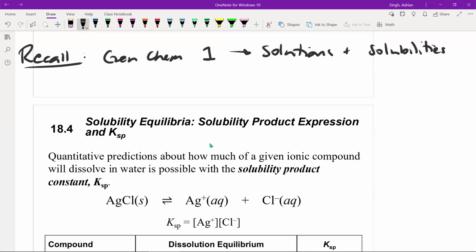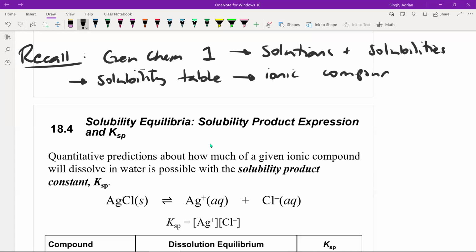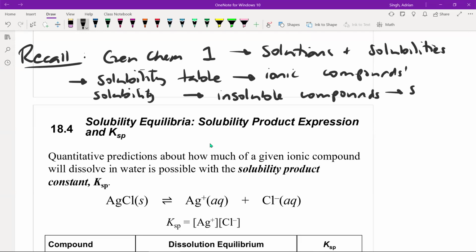Okay, so you may remember there was a solubility table that we use to qualitatively predict whether a particular solute, specifically ionic compounds, can dissolve or are able to dissolve in water. And they range from very soluble to insoluble. Well, the truth is, things that are insoluble, so insoluble compounds, actually are soluble, but to a very small extent.